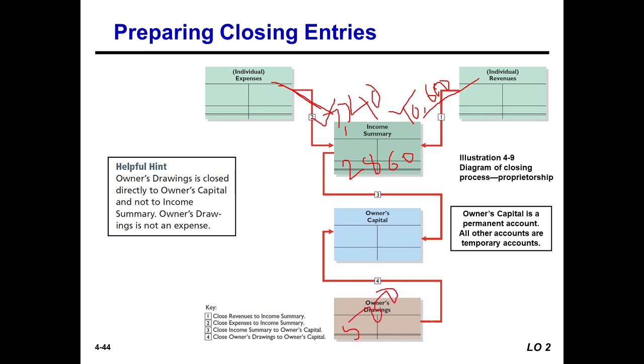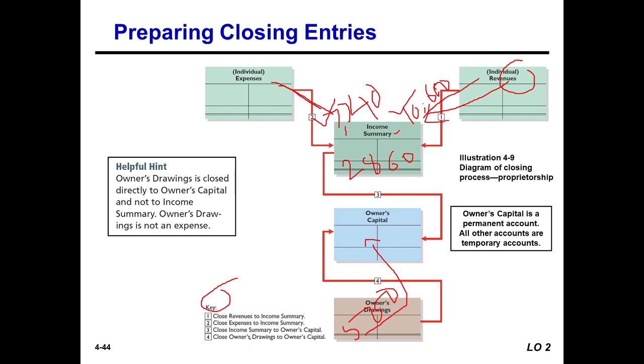So the drawing: close owner's drawing to owner's capital. That means in owner's capital this drawing will be closed. And close revenue, this is the key point. Close revenue to the income summary, that means this 10,600 will be closed here, in our income summary.